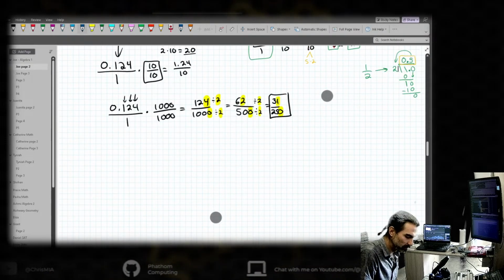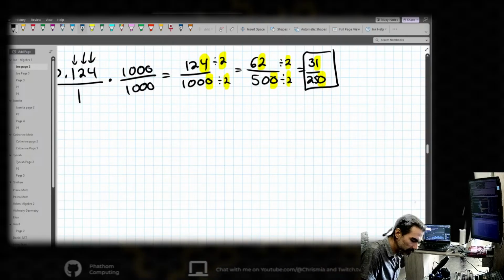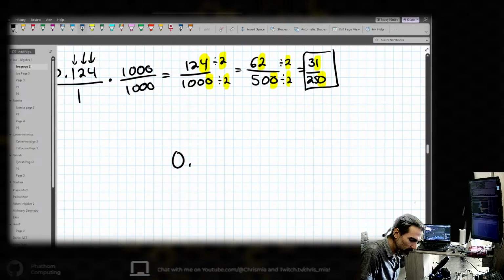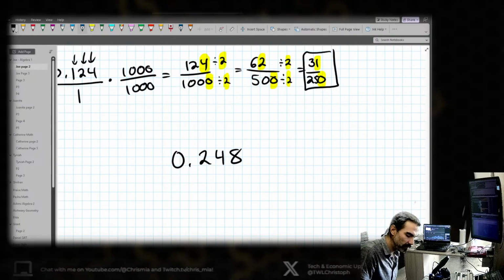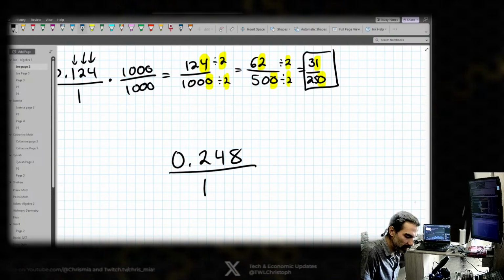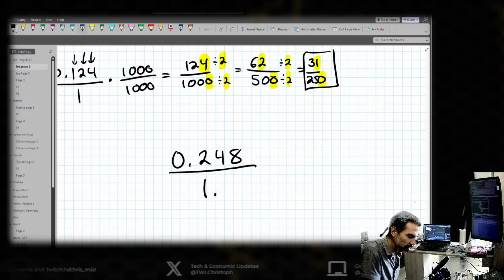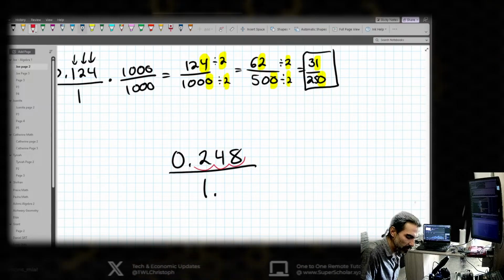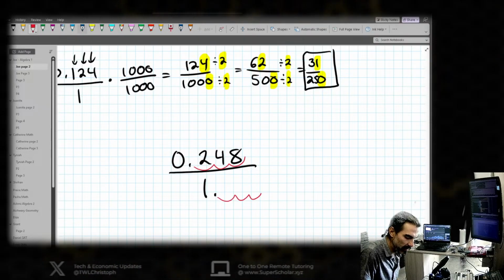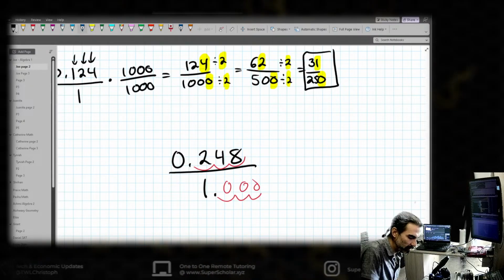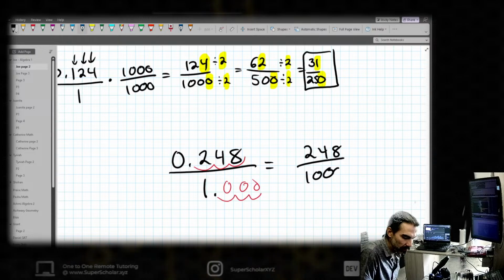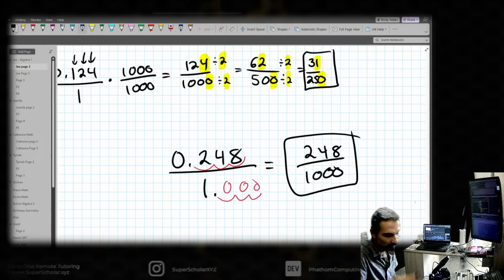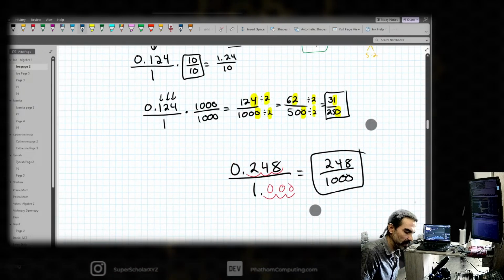Well, take any decimal, 0.248, and put a 1 underneath, give it a decimal. You know you're going to go 1, 2, 3 times. So there it is. Shortcut, 248 over 1,000. And now you can basically simplify and go about your way figuring out what the simplified version of that fraction is.